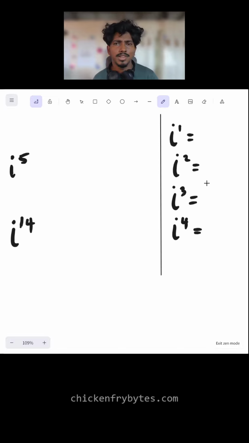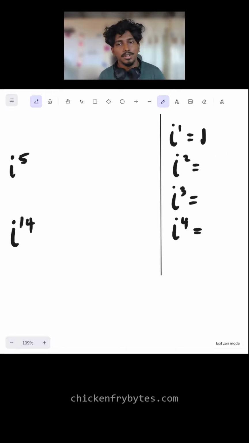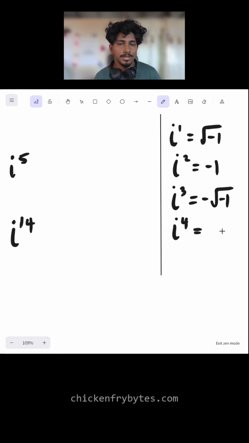Now, how do we evaluate these higher powers of i? Well, we first need to acknowledge that we do know the simple powers of i, which are: i to the power of 1 is the root of negative 1, i to the power of 2 is negative 1 itself, i to the power of 3 is the negative of the root of negative 1, and finally, the easiest one, i to the power of 4 is simply 1.